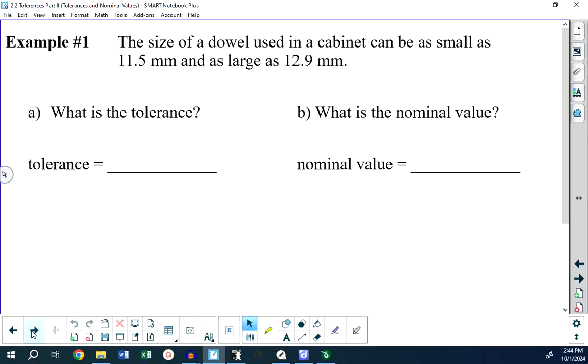What are we going to do to find the tolerance here? Jamie, can you sit up, please, and pay attention? Thank you. What are we going to do to find the tolerance?